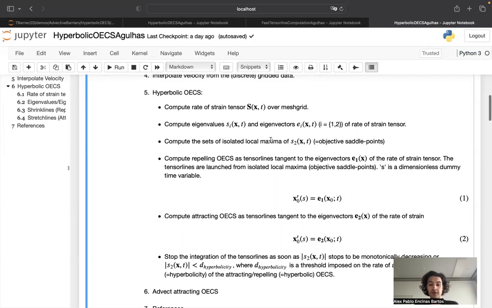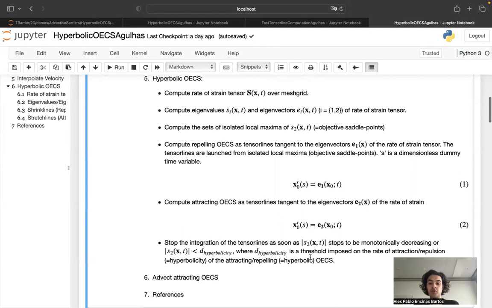And so you look for these local maxima, and then you launch from these local maxima these repelling and attracting OECSs, and you stop the integration of these tensor lines as soon as the stretching, basically as S2 stops being monotonically decreasing, or as soon as it's below a certain threshold. Of course, if you launch these tensor lines from local maxima, then as you move away from these local maxima, S2 will start decreasing.